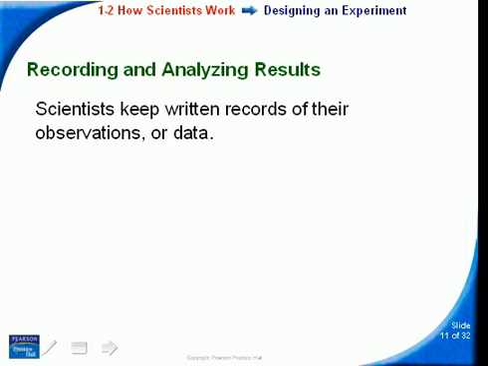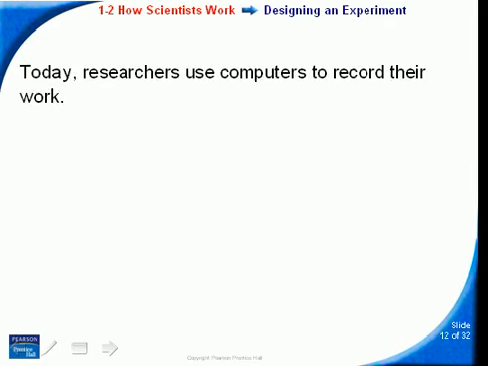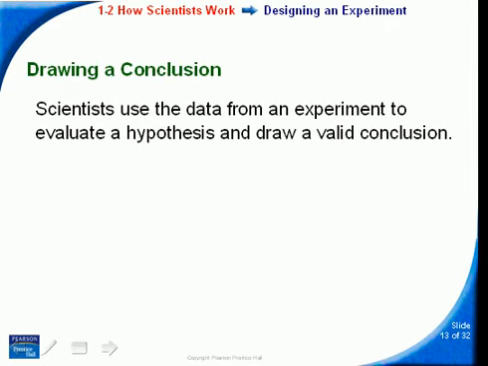So let's go to the 4th part of the method, recording and analyzing results. Scientists keep written records of their observations or data, and sometimes they use drawings to record certain kinds of data. You've seen all these before. Scientists will use computers, and online storage makes it easier for the researchers to review the data. It makes it easier for people to keep massive amounts of data, and also to share the data with other people. But let's get back to the procedure, drawing a conclusion.